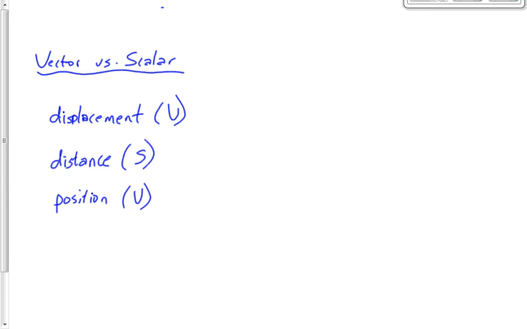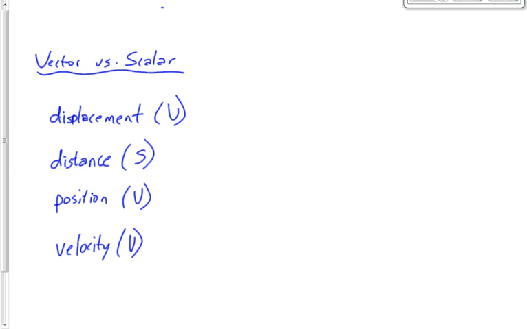We learned three more yesterday. What were those terms? One of them was velocity. Was velocity a vector or a scalar? Good. It's a vector quantity. Direction does matter.